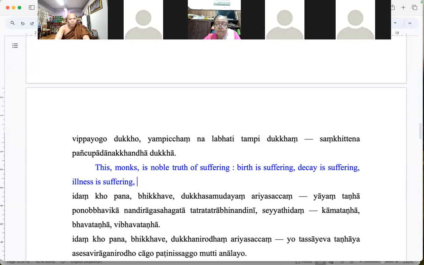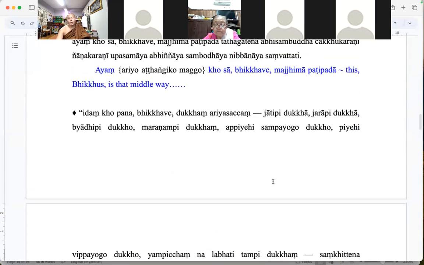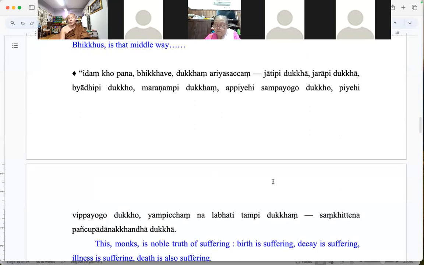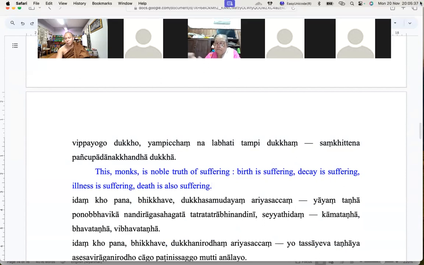And then, you know, suffering. And then piyehi sampayogo dukkho, appiyehi vippayogo dukkho, appiyehi sampayogo dukkho. So sampayoga, vippayoga. We already know that in Abhidhamma, sampayutta, vippayutta. So the same one, sampayutta vippayutta. Okay, that one I will explain after that week.